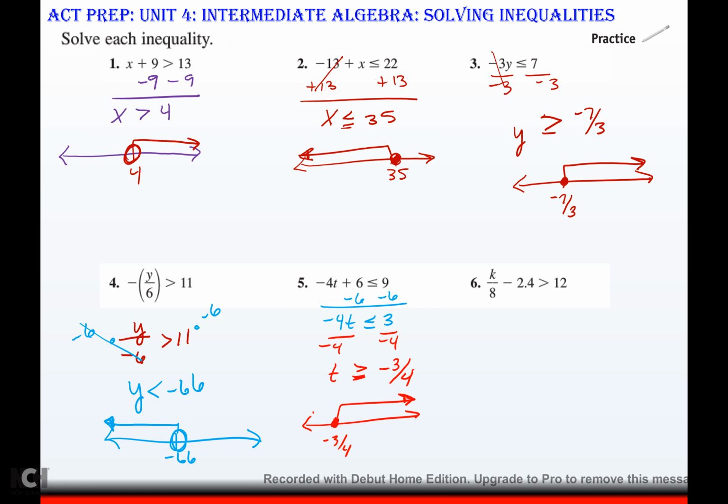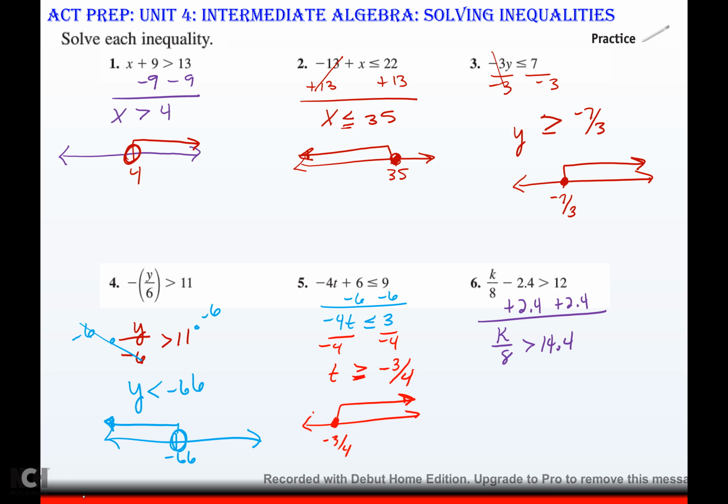Alright, on 6, again, the first thing I noticed was the fraction, and I don't like fractions. So I kill the fraction by multiplying everything by 8. That cancels it out and gives me k minus, oh darn it, this time I didn't multiply first. This time I got rid of the negative 2.4 first. So I added 2.4 to both sides, which gave me k over 8 greater than 14.4.